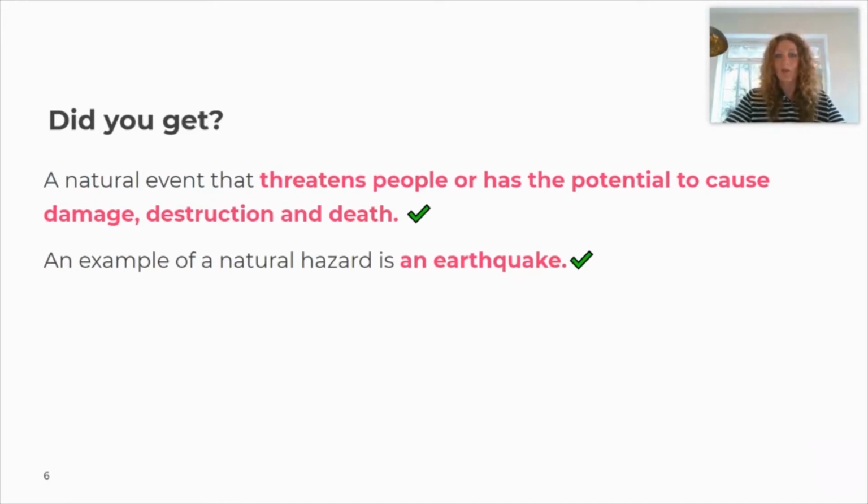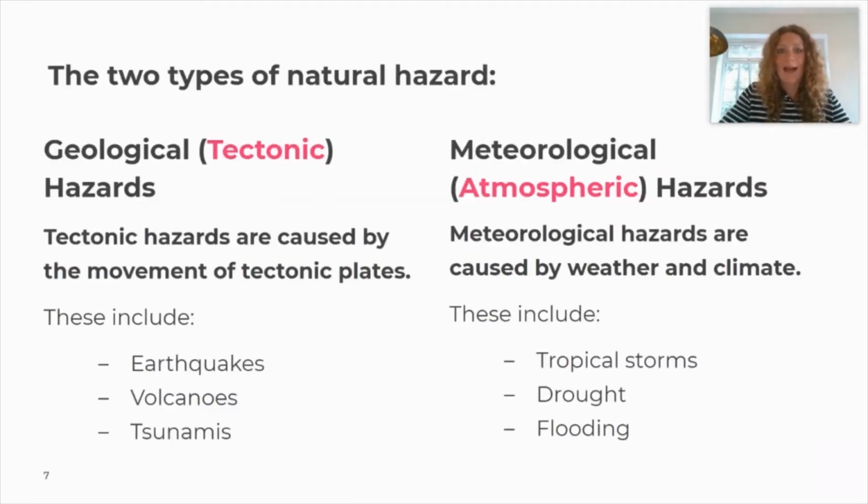Okay, so now we're going to move on, and we are going to have a look at the two different types of natural hazard. Now, the first type is what we call geological hazards, or tectonic, which I've put in brackets. Now, I want you to say the word geological after me, because it's a bit of a funny word and it is quite hard to say. This is kind of warming you up for the next word that I'm going to ask you to say. So say geological. Okay, say it again. Geological.